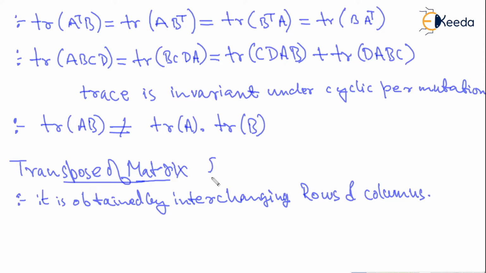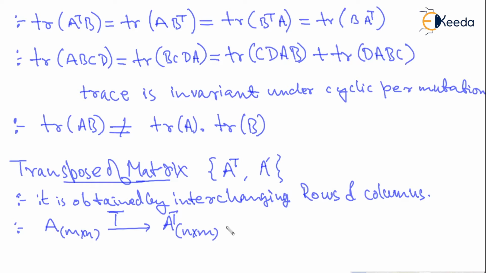denoted as A transpose or maybe A dash. That is, if we have A of dimension m cross n, then transpose will give you A transpose, which is n cross m, because the number of rows and columns are interchanged. So the number of rows will become n and the number of columns will become m. And the elements, if it was Aij, it becomes Aji, right? Being interchanged.